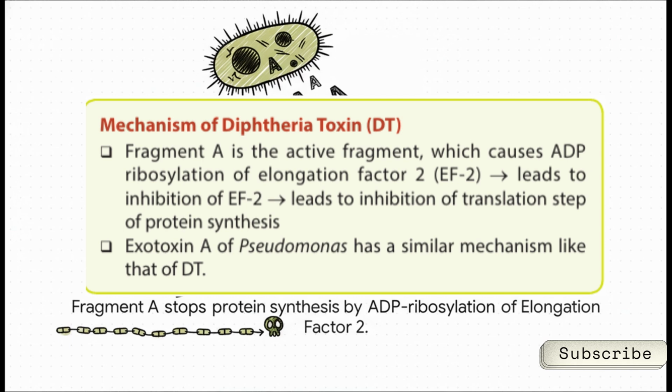This diagram shows you the exact mechanism, and trust me, this is a favorite for multiple choice questions. Fragment A completely shuts down the cell's ability to make proteins. How? It messes with a critical part of the machinery called elongation factor 2, or EF2. It sticks a molecule on it, that's the ADP ribosylation part, and that completely inactivates it. No more protein synthesis, and the cell dies. It's an incredibly effective kill switch.